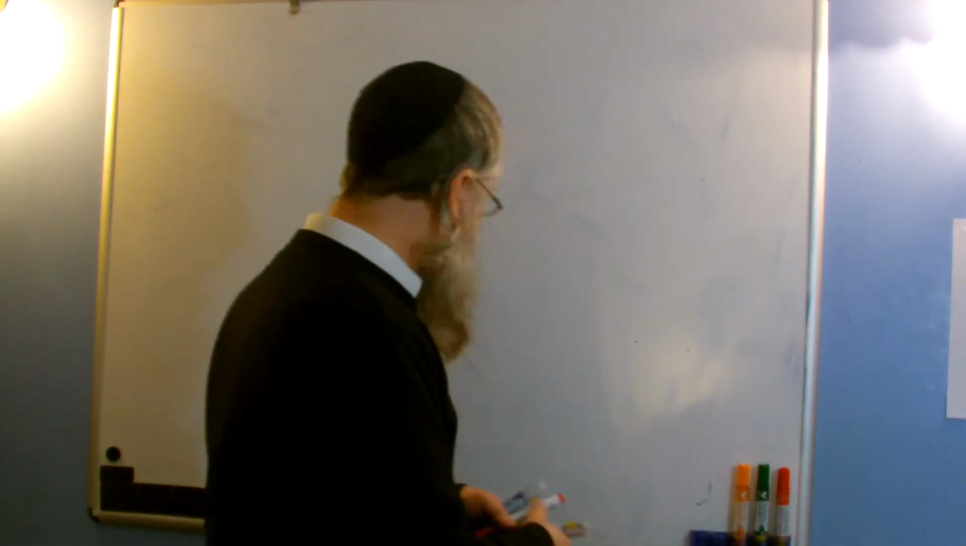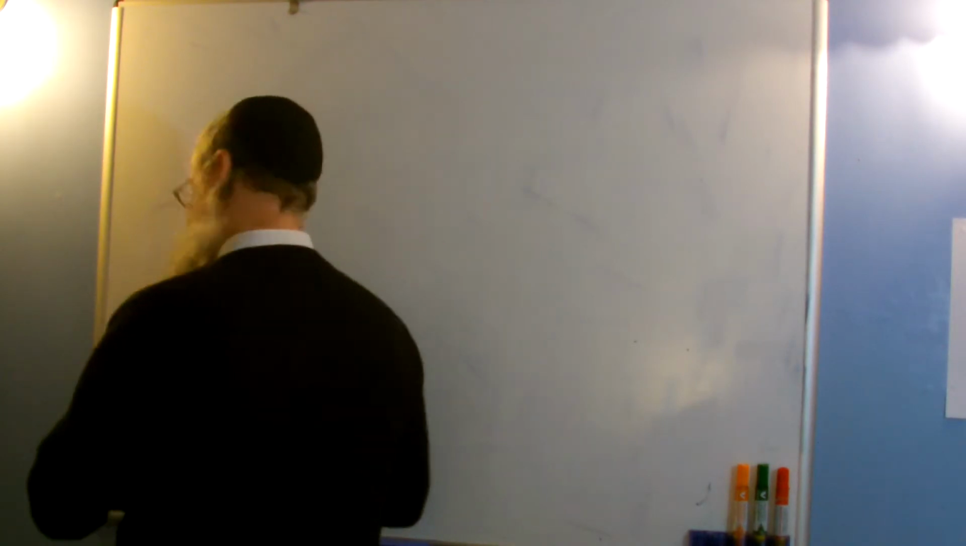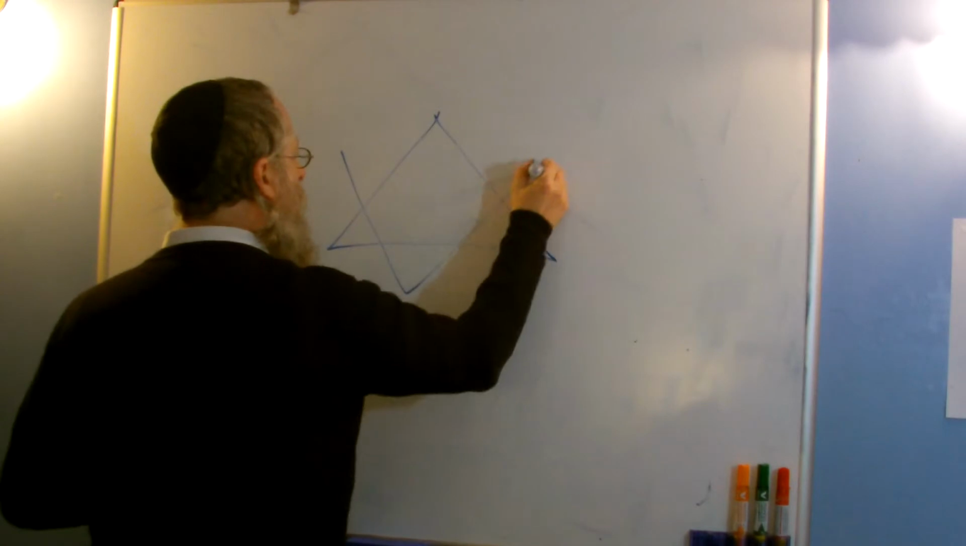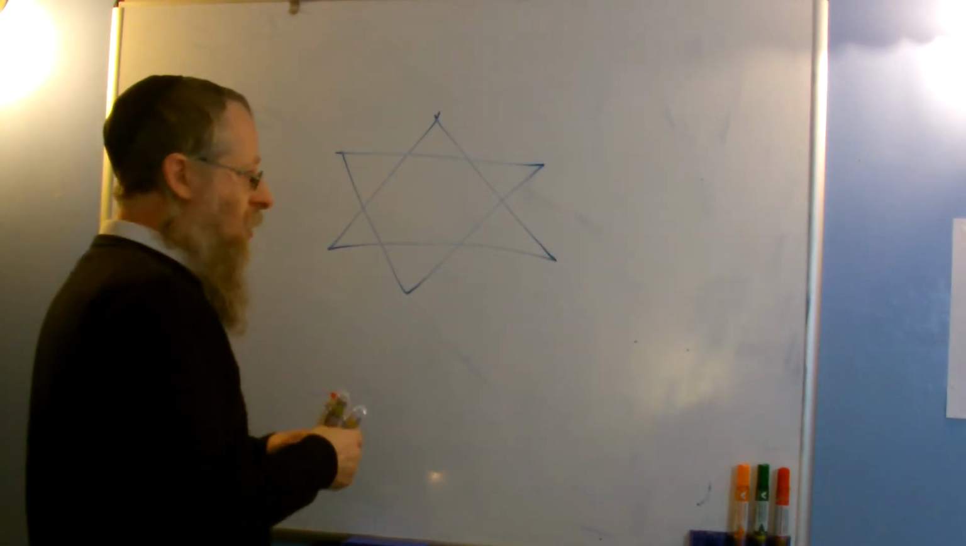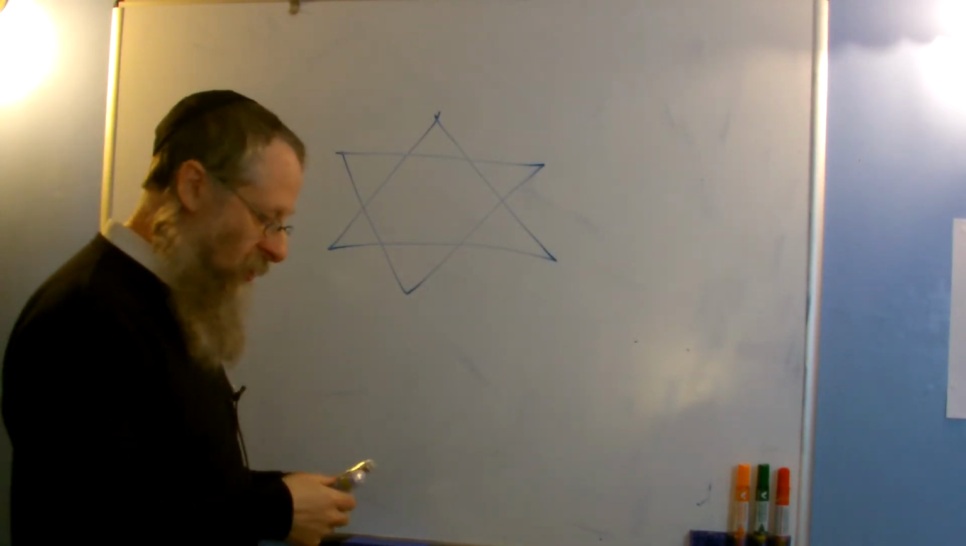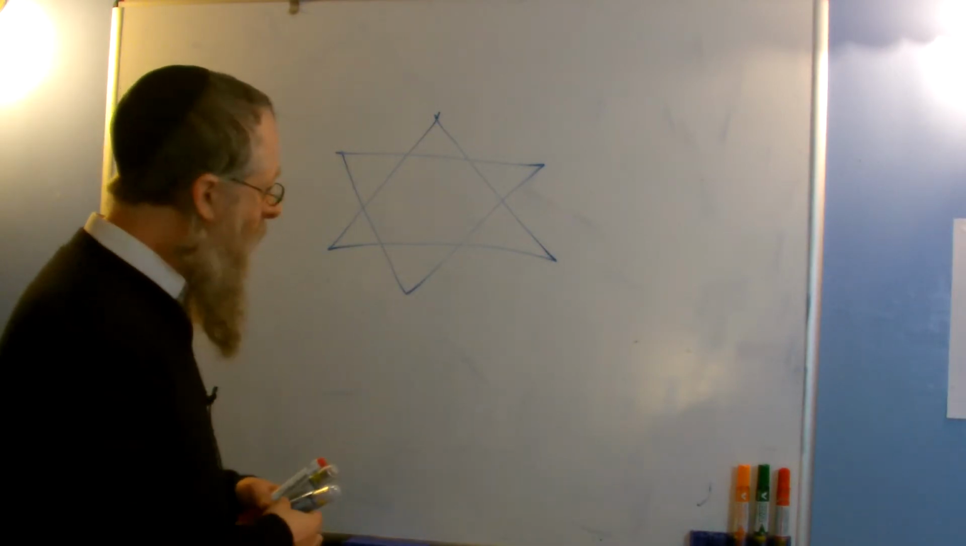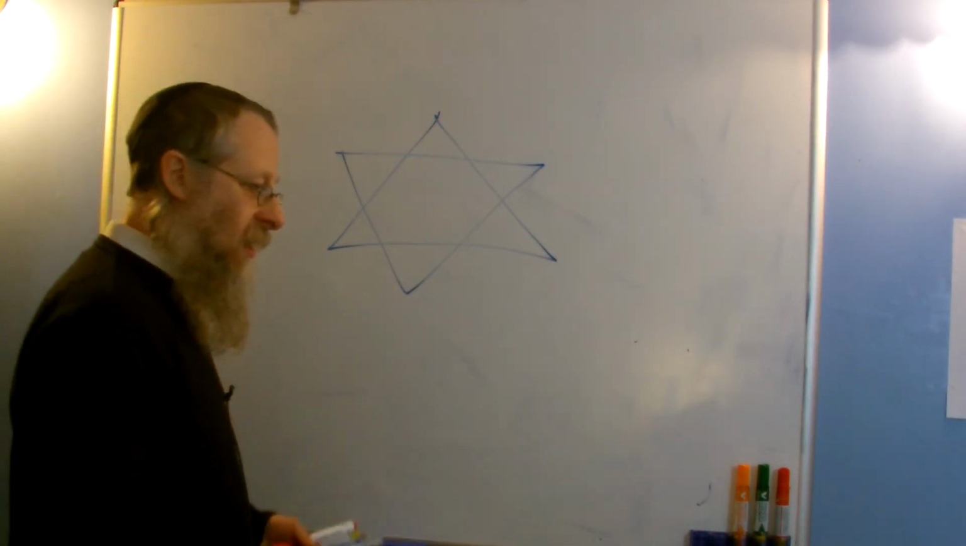But we're going to look at the Star of David. And the Star of David is one of the interesting magic stars. You can do this with various star systems, a pentagram, the 5-pointed star, an 8-pointed star.